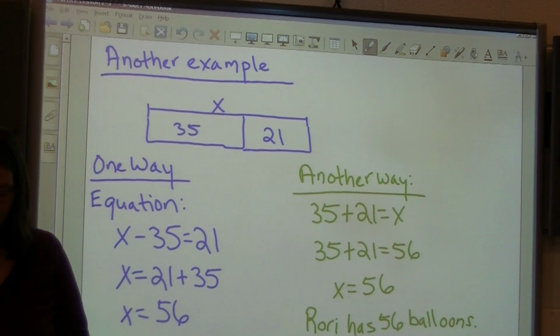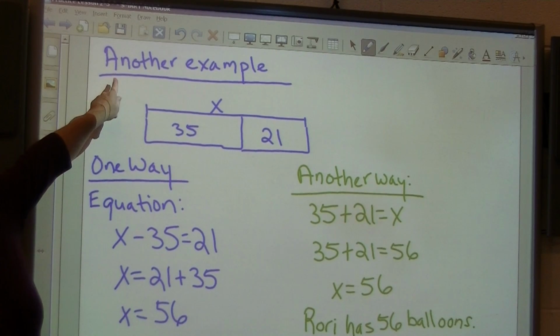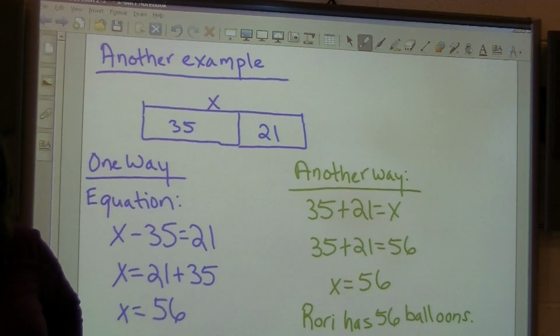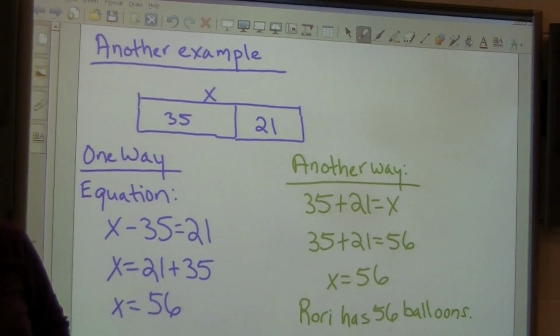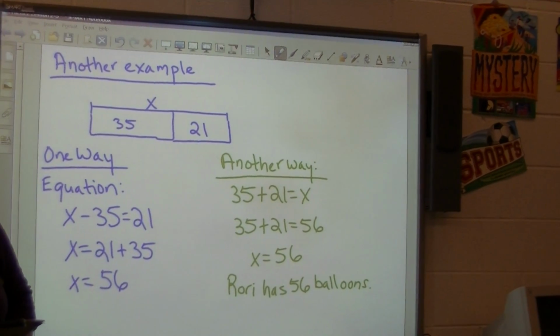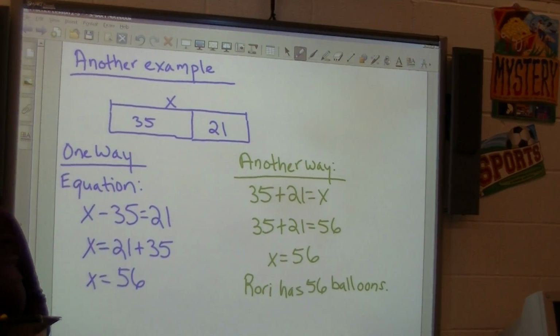Let's do another problem. Go to page 44, back to page 44 where it says another example, and copy that into your notes. Okay, let's read that problem. Read with me as I read it in the text. Rory had some balloons and then gave 35 of them away. She now has 21 left. How many balloons did Rory have to begin with?